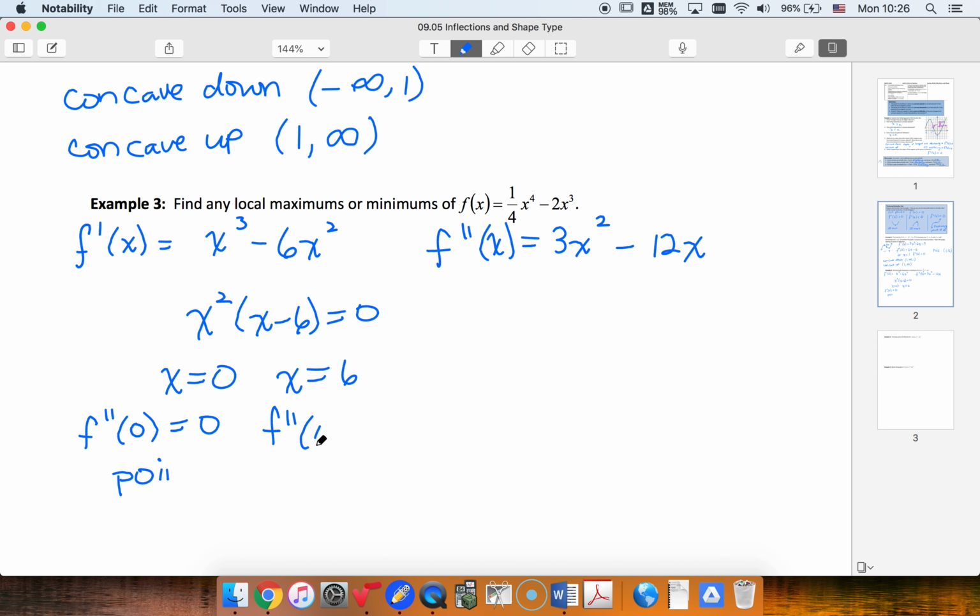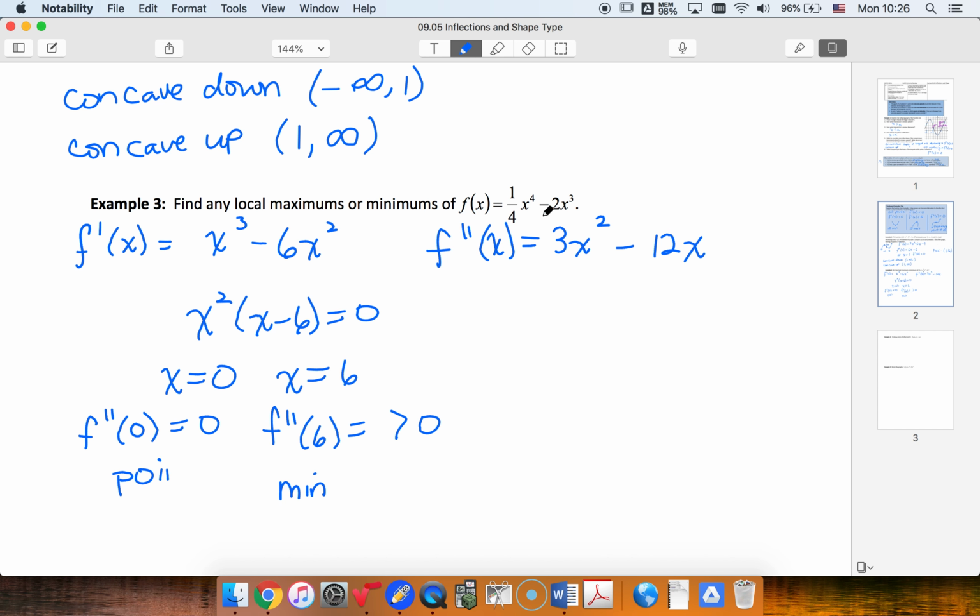And the second derivative at 6 is going to be 3 times 36 minus 72. That's going to be positive. It tells me this graph is concave up, which tells me that this is going to be a min.